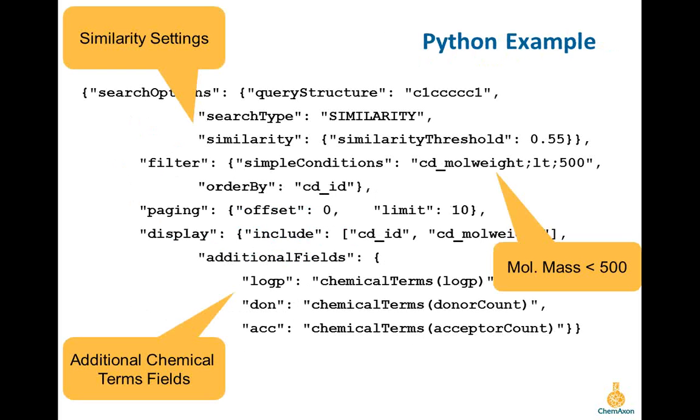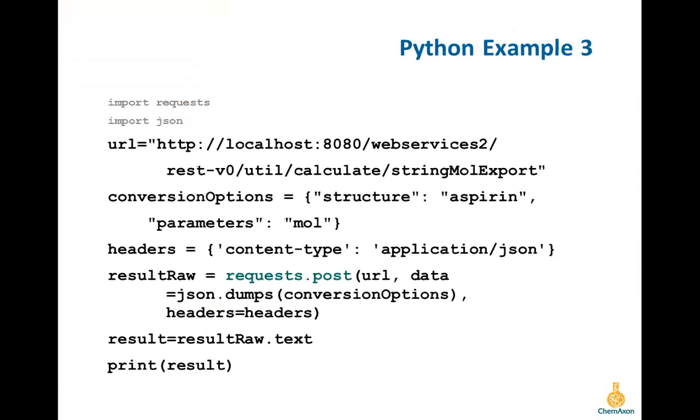Just returning briefly to the Python example, I have shown you the search option already. Here's one more, the same search option structure, where you can see that the first part contains the similarity settings. Then we have this molecular mass less than 500, which I showed already, and here this additional chemical terms field. So these new properties are given in the form of chemical terms.